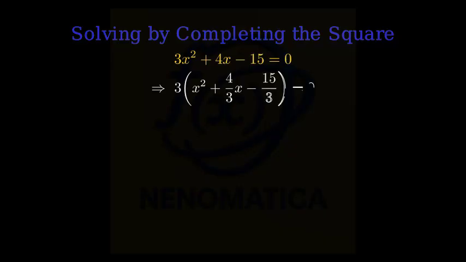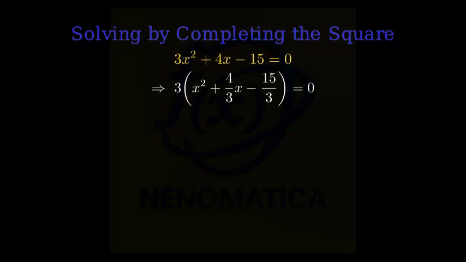In this lesson, we will solve a quadratic equation by the method of completing the square, following the exact algebraic steps shown in the reference solution. The problem is 3x squared plus 4x minus 15 equals 0. Step 1. Factor out the 3 from the quadratic part. This gives 3 times the quantity x squared plus 4 thirds x minus 15 thirds equals 0.